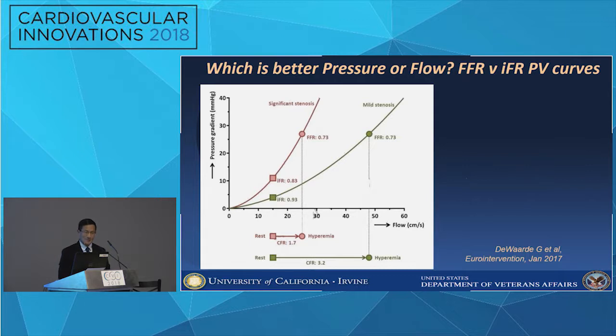So the iFR advocates would say that this may be an artifact, that you have hyperemia and they happen to be a hyper-responder to adenosine, and therefore the FFR is driven lower than it should be.